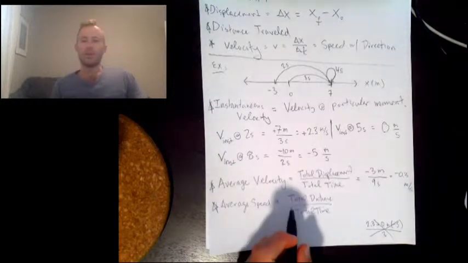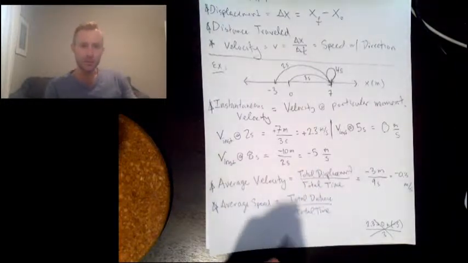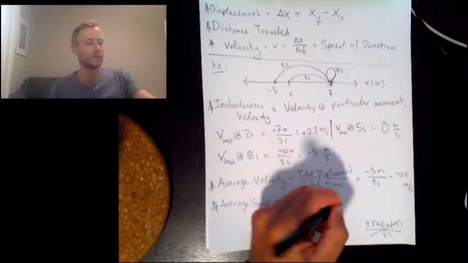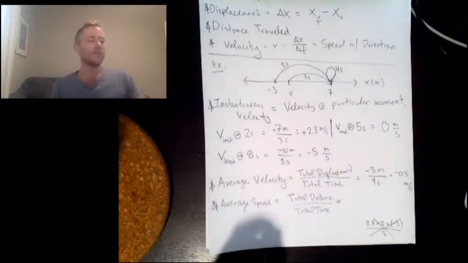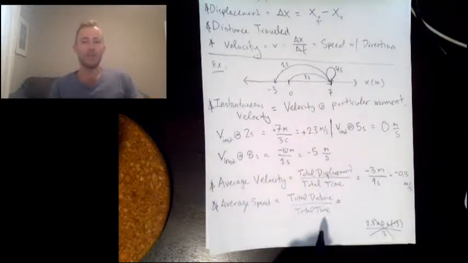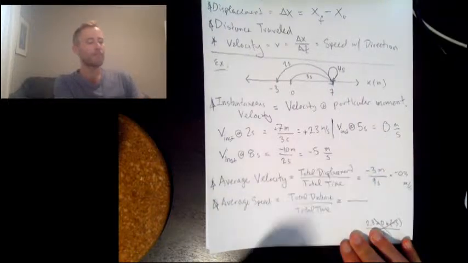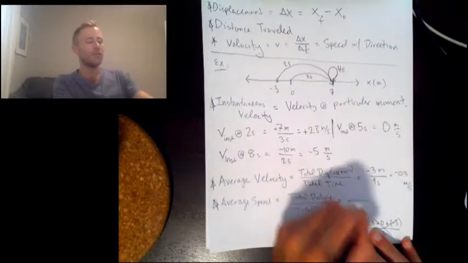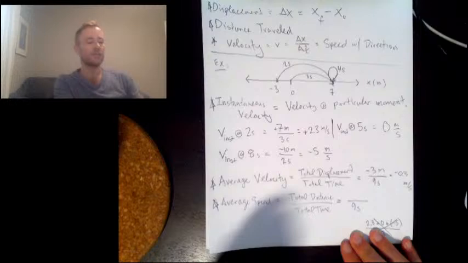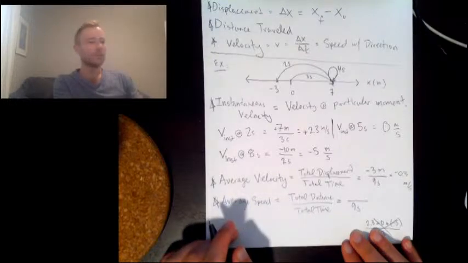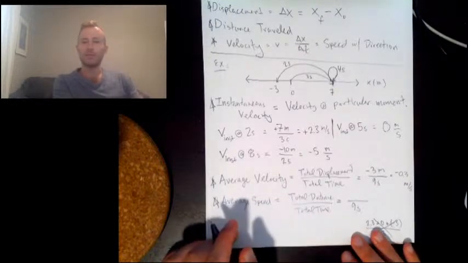So go ahead and type into the live chat if you know what the total distance traveled is. And the total time elapsed is going to be the same as before. So the total time elapsed is still going to be 9 seconds. And I'm waiting for someone to type in the total distance traveled.